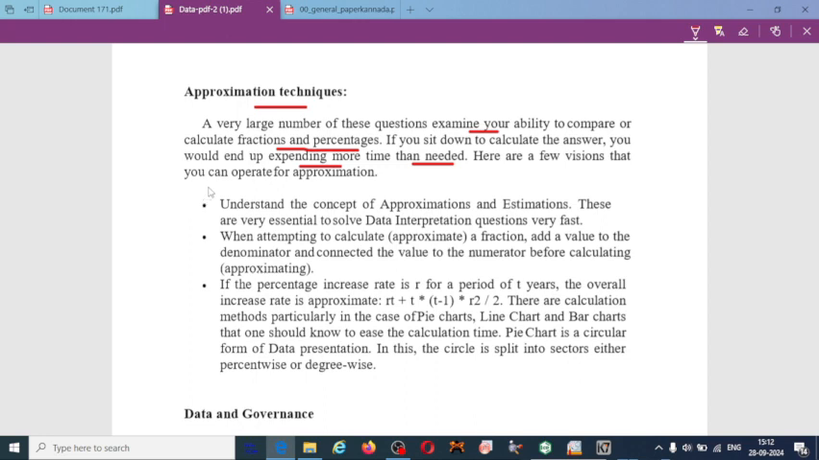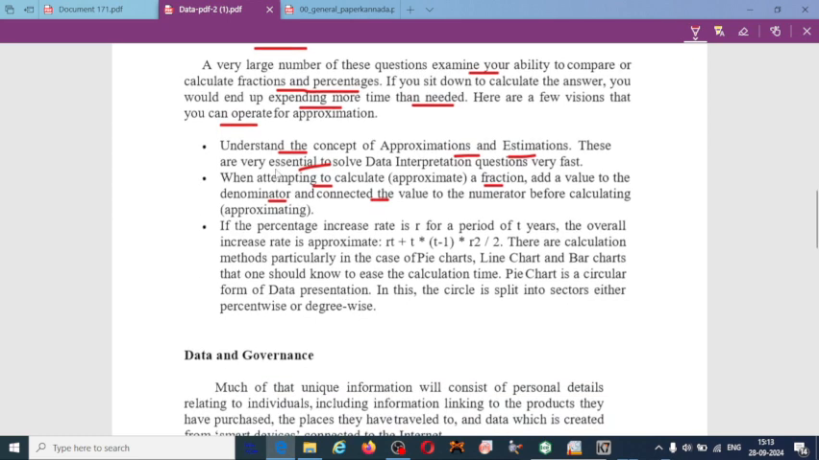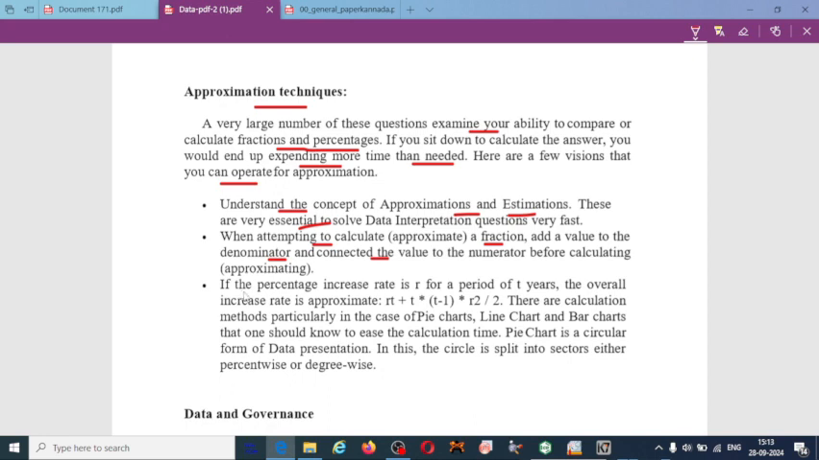Here are a few visions that you can operate for approximation. Actually, many of the students, when they see data interpretation questions, think that it may take a lot of time, so they go to other questions to save time. It may happen, but once you deal with it and read carefully, you can easily solve those questions. Understand the concept of approximation and estimation. These are very essential to solve data interpretation. When attempting to calculate, approximate a fraction, a value to the denominator and connect the value to the numerator. So mathematical solving will be there. So percentage, if you calculate rate of interest, you can calculate.